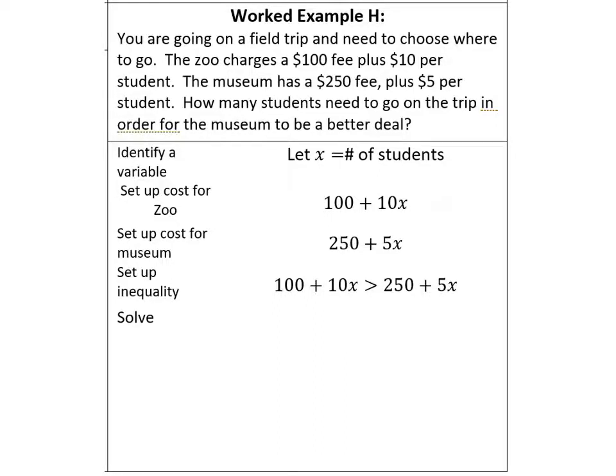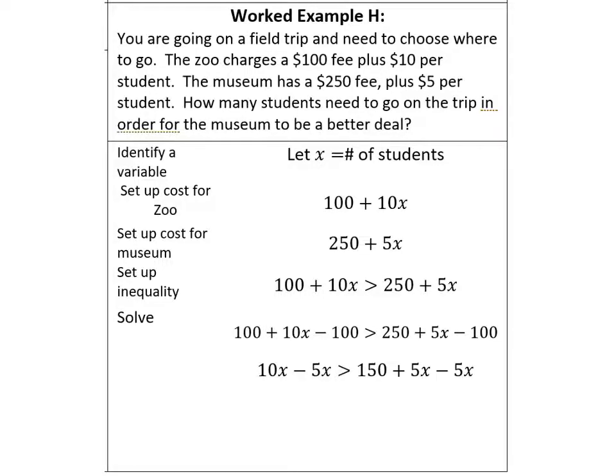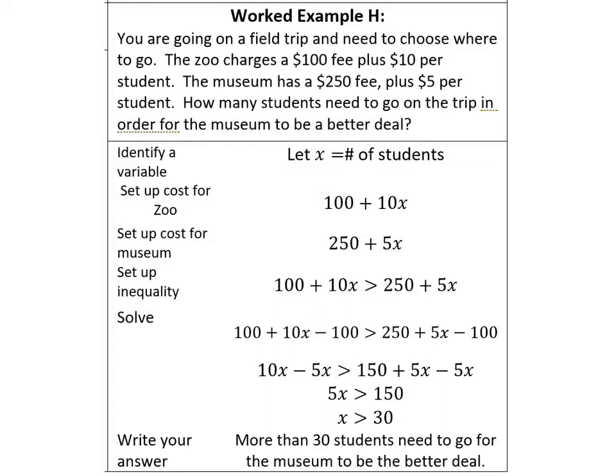And then we solve. So I'm going to subtract 100 from both sides. Then I'm going to subtract 5x from both sides. That leaves us with 5x is greater than 150. Divide both sides by 5. We end up with x is greater than 30. Right, our answer, more than 30 students need to go for the museum to be a better deal.